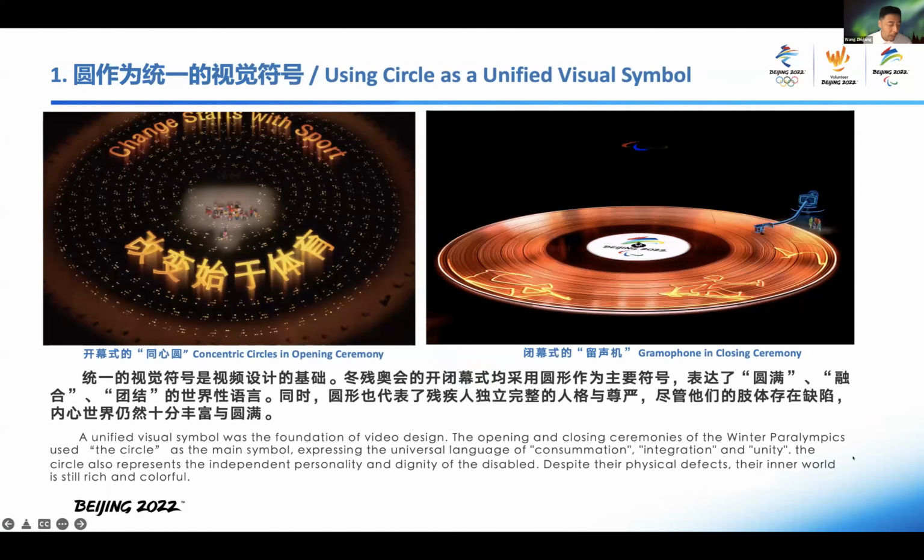Firstly, a unified visual symbol for video design. The opening and the closing ceremonies of the Winter Paralympics use the circle as a main symbol, expressing the universal language of consummation, integration, and unity. The circle also represents the independent personality and the dignity of the disabled. Despite their physical defects, their inner world is still rich and colorful.